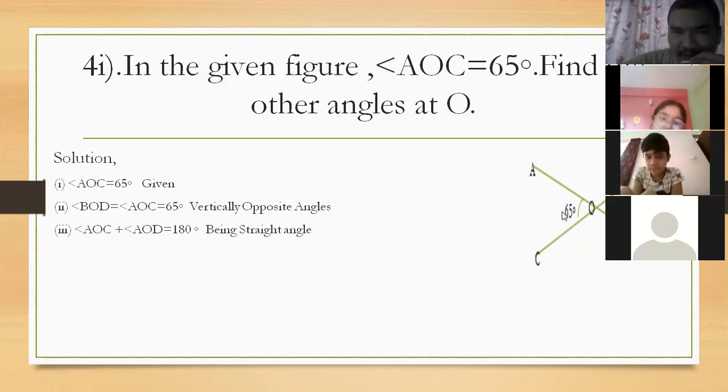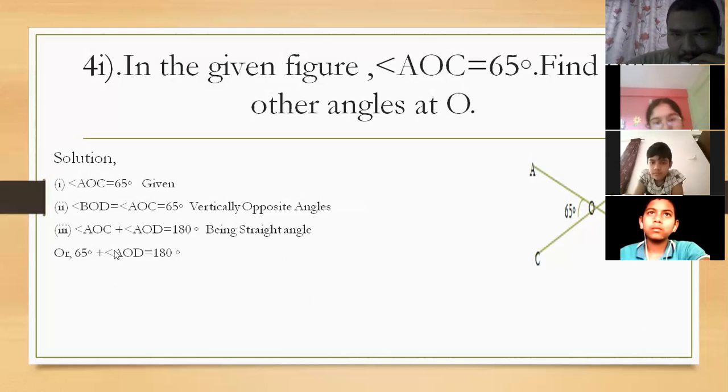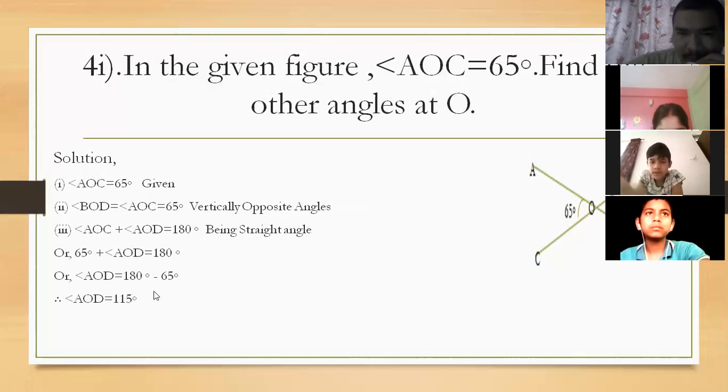After finding this 65 now, AOC and AOD, these two angles, are you looking at my arrow symbol, this pointer? Yes, sir. These two angles, AOC and AOD, make a straight angle. Then we get the value of AOD. AOC we already know is 65. When 65 goes this side, it becomes minus 65, and 180 minus 65 means you will get AOD equals 115 degree.